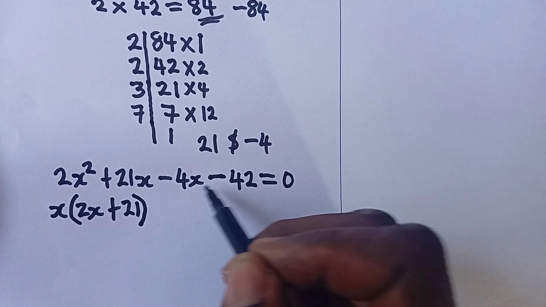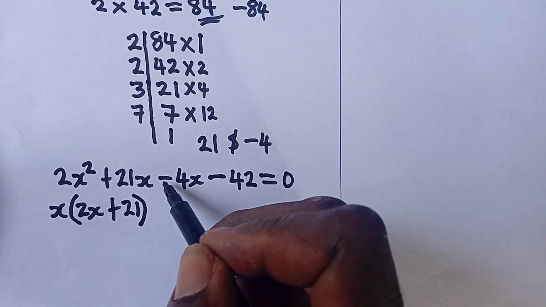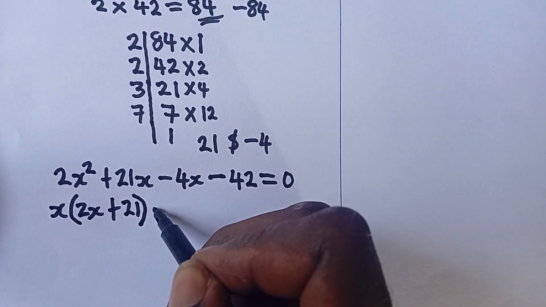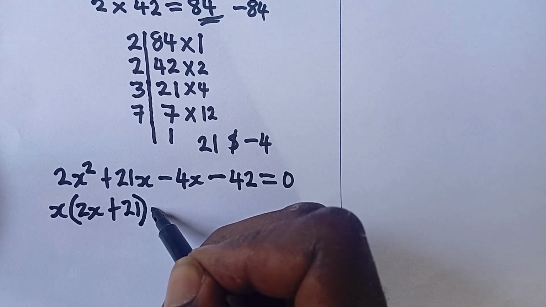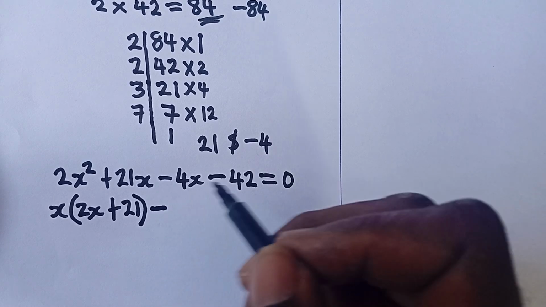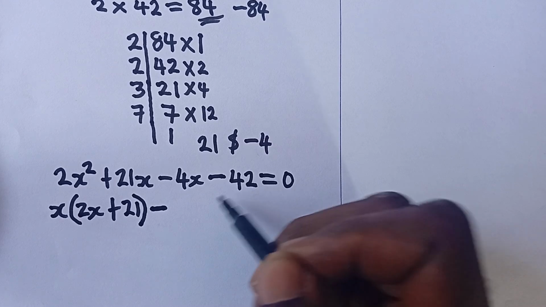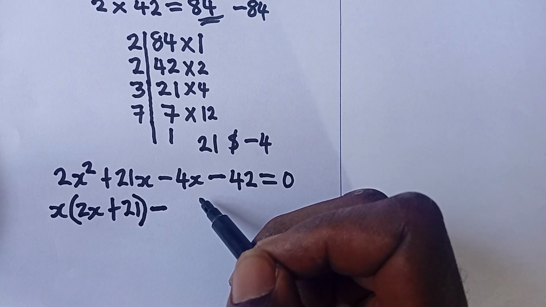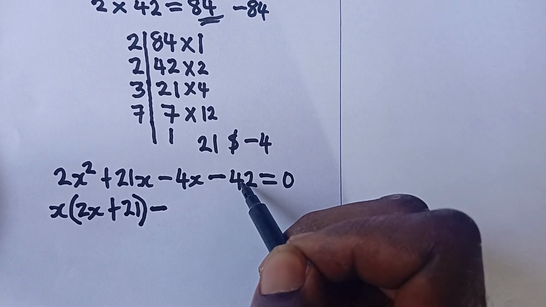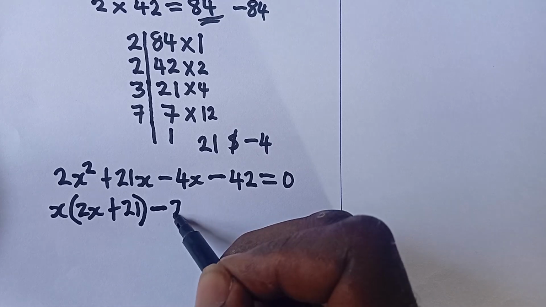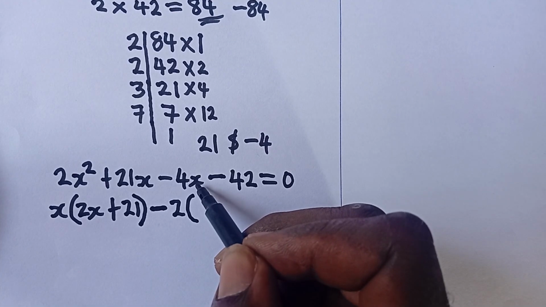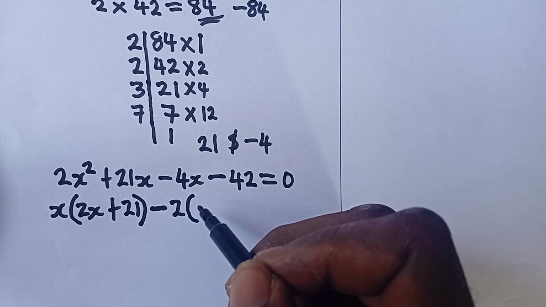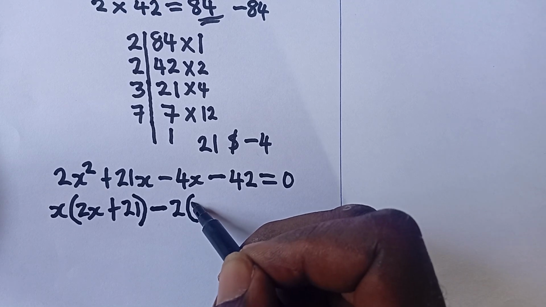Now coming to the last two, we are going to take whatever sign that is here. If the sign is positive, we take a positive sign. If it's negative, you take a negative sign. Then between 4 and 42, what is common? 2 is a factor common to them. So we're going to take 2 and open up a bracket. So this 4x divided by 2, we are left with 2x.